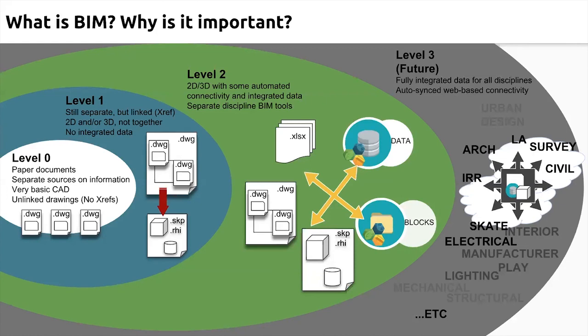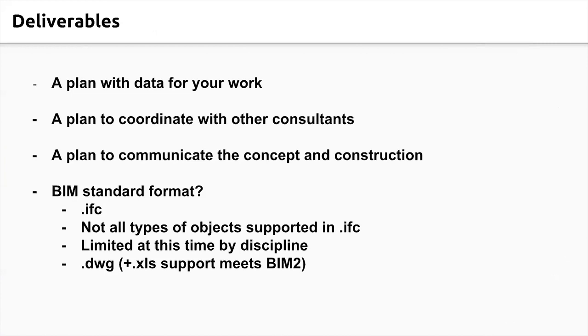And all of this kind of wraps around with your deliverables for BIM level 2. So your main deliverables are going to be a plan with data for your work. So automated for your work, error checking, clash detection, all of those things for your work in your own discipline. And a plan to coordinate with other consultants. And that can be in different file formats, because as we discussed, not everybody in your design team is going to be able to use the same program.